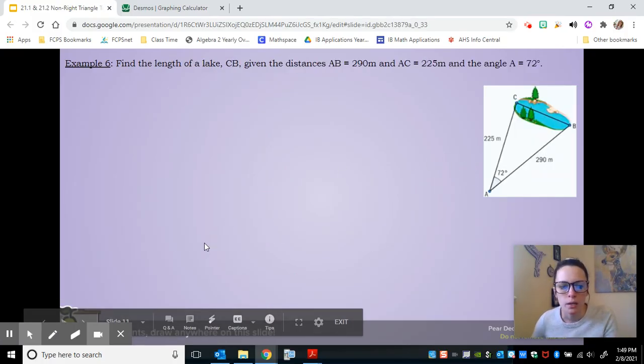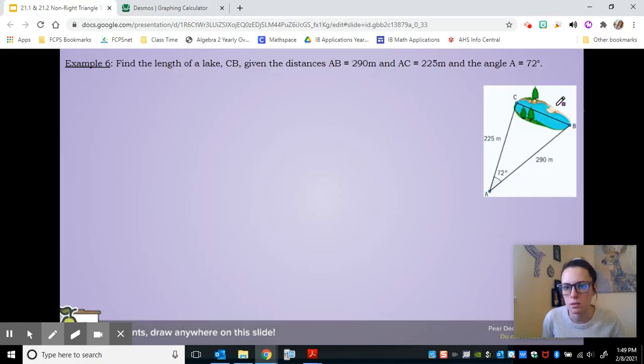All right, our application example: finding the length of the lake, C to B. So we're finding this distance over here. Given the distances, A to B is 290 meters, A to C is 225 meters, and angle A is 72 degrees. So again, the sine rule can't be used here because I don't have a connecting piece in order to use it. So that's why we're going to use cosine rule.